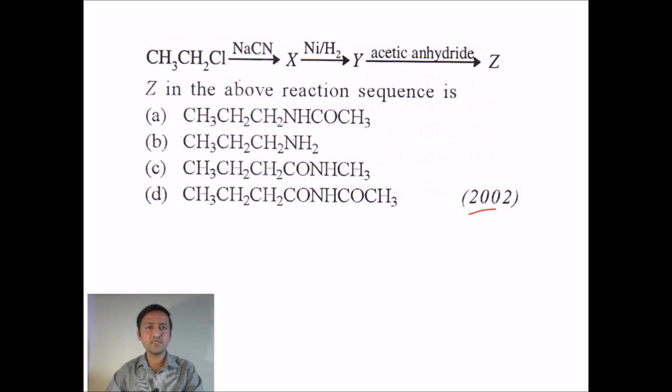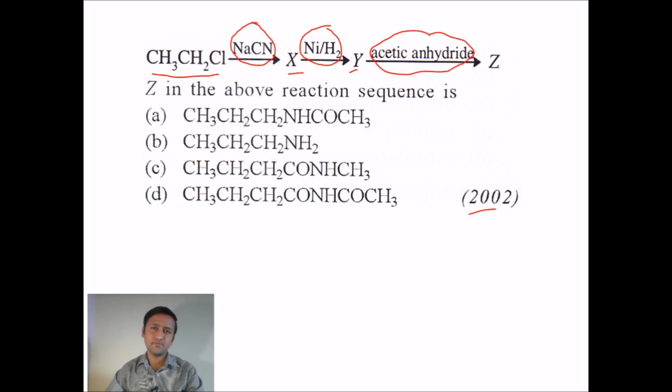Okay, this is the sequence reaction given here. Starting with ethyl chloride upon reaction with sodium cyanide to form X, and X upon catalytic hydrogenation, passing hydrogen gas in the presence of nickel catalyst, forms Y, and Y upon treatment with acetic anhydride forms Z. We already know that acetic anhydride is used for acylation or acetylation reaction, right? Okay, so this is a three-step reaction.